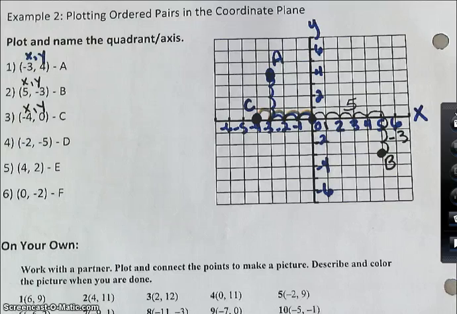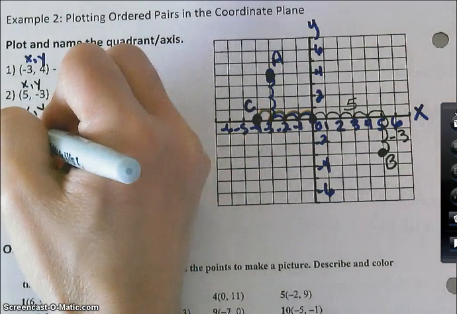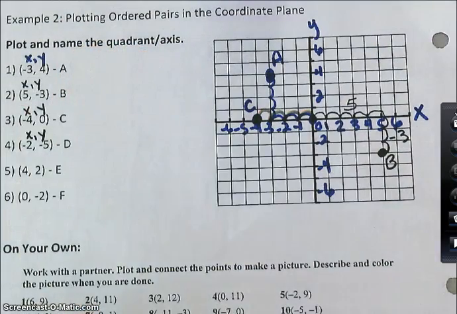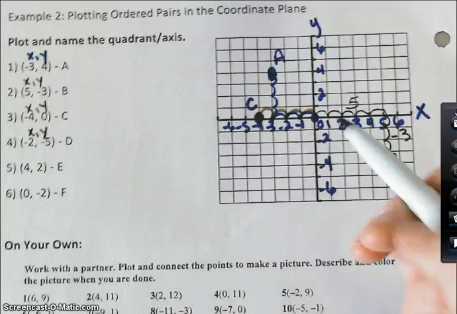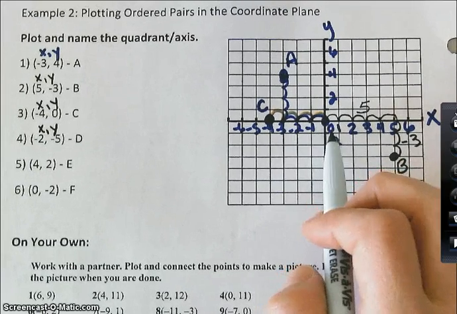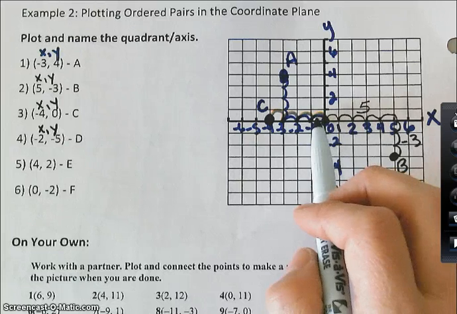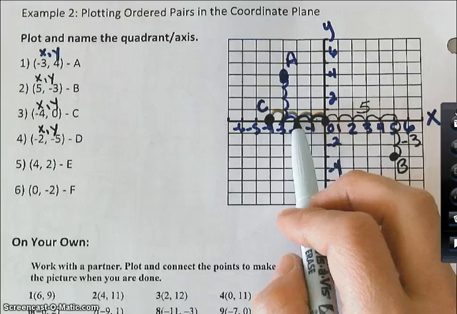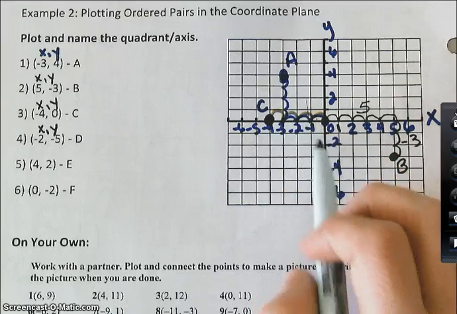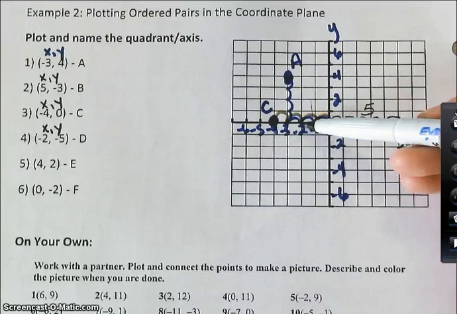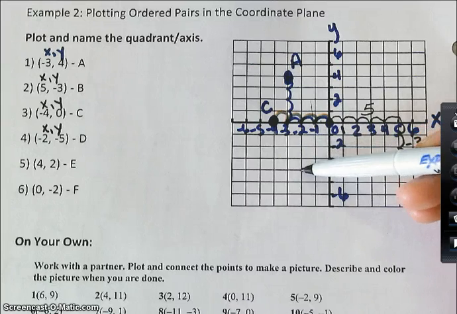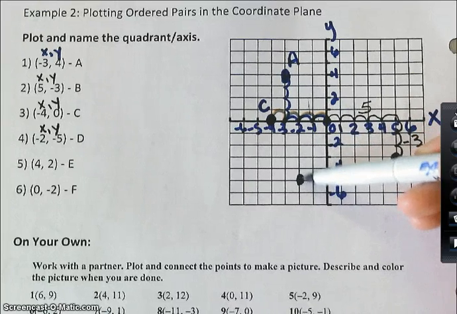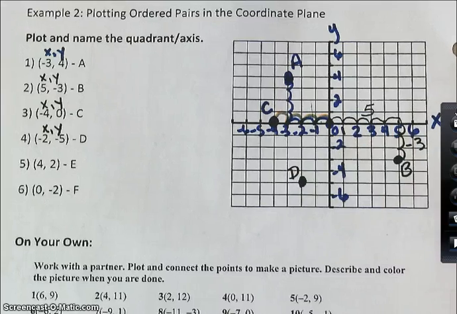Now let's look at number 4, -2, -5. So once again, write my x and my y. So I know for sure I have to go to the left 2. So 1, 2, because it's negative. And then -5, well, do you see a -5 up here? Nope, I see a -5 down here though. So 1, 2, 3, 4, 5. That's my point for D.